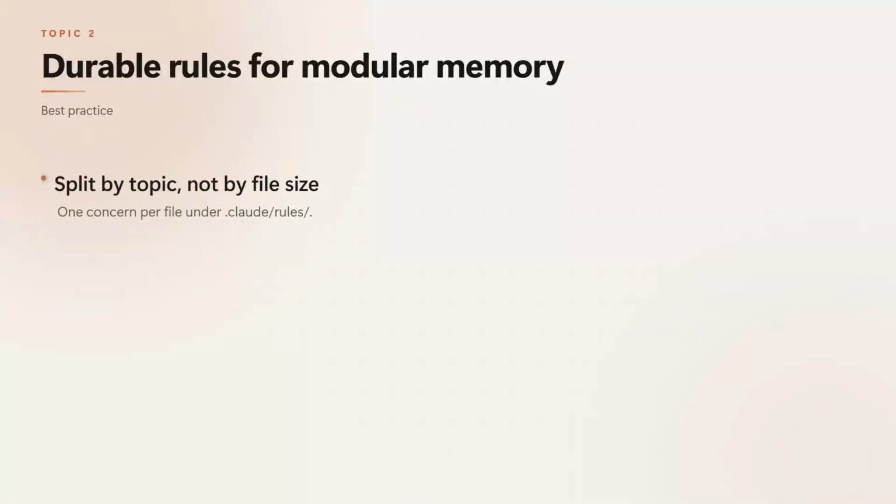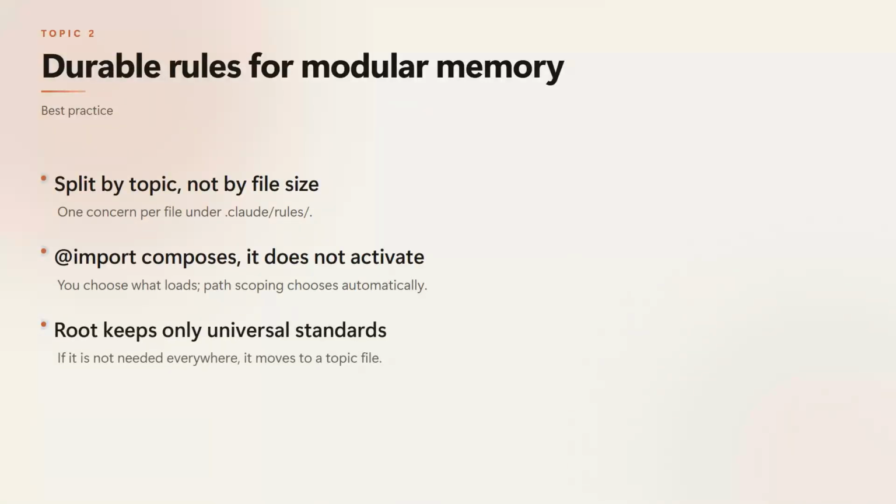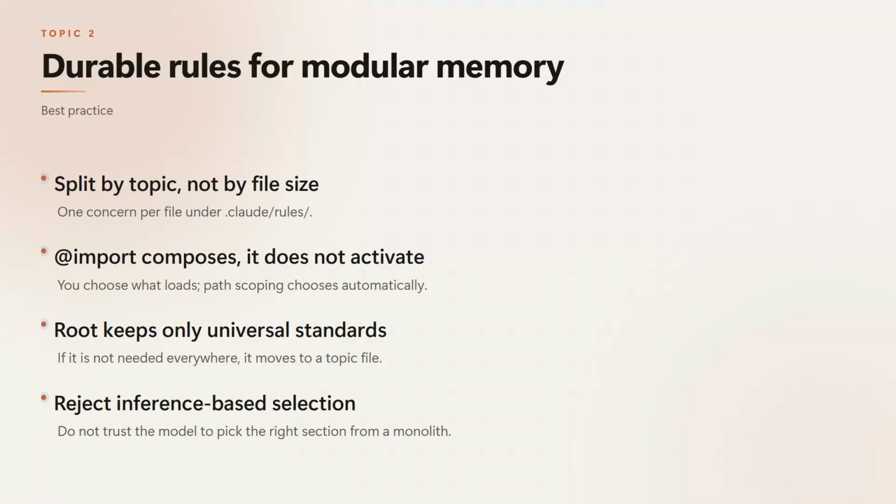The durable rule is split by topic, not by file size. One concern per file under .claude/rules/. Use import to compose exactly what a package needs, and keep the root CLAUDE.md for standards that are genuinely universal. Reject the idea of keeping one big file with clear headings and trusting the model to pick the right section. That is unreliable in practice, and the exam explicitly treats it as wrong. The reason is that inference-based selection adds uncertainty. Explicit composition is deterministic and auditable.